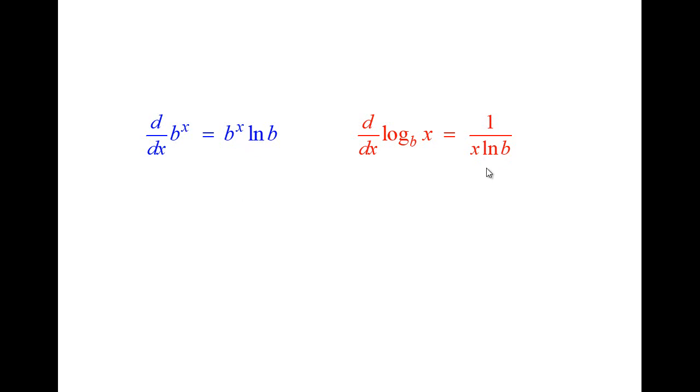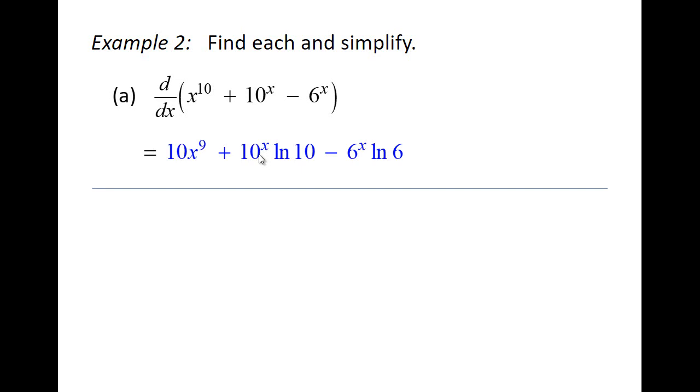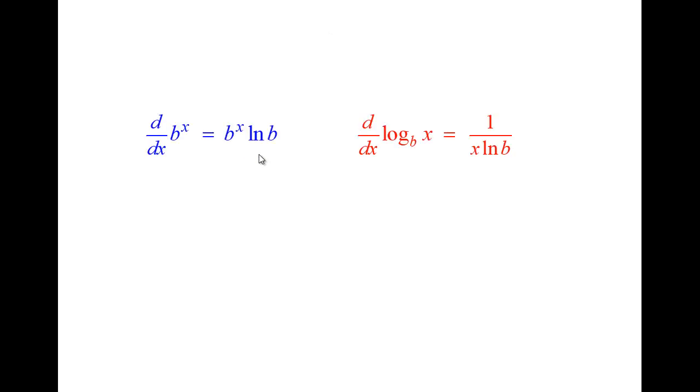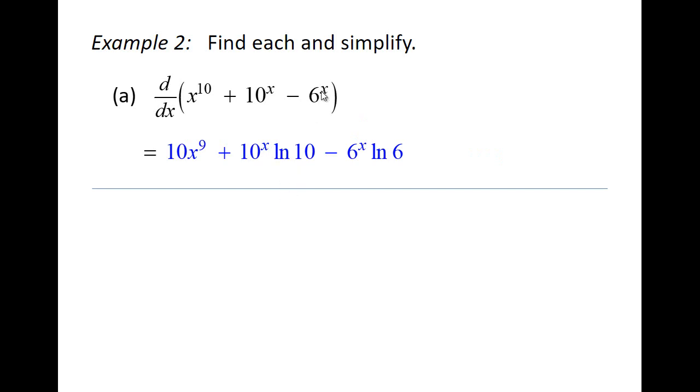All right, so we're going to apply these two formulas in the next couple of examples. Let's say I want to find the derivative of x to the 10 plus 10 to the x minus 6 to the x. Well, the derivative of x to the 10, by the power rule, would be 10x to the 9, and the derivative of 10 to the x, by the formula that I just showed you, would be 10 to the x times ln of 10. And the derivative of 6 to the x would be 6 to the x times ln of 6.